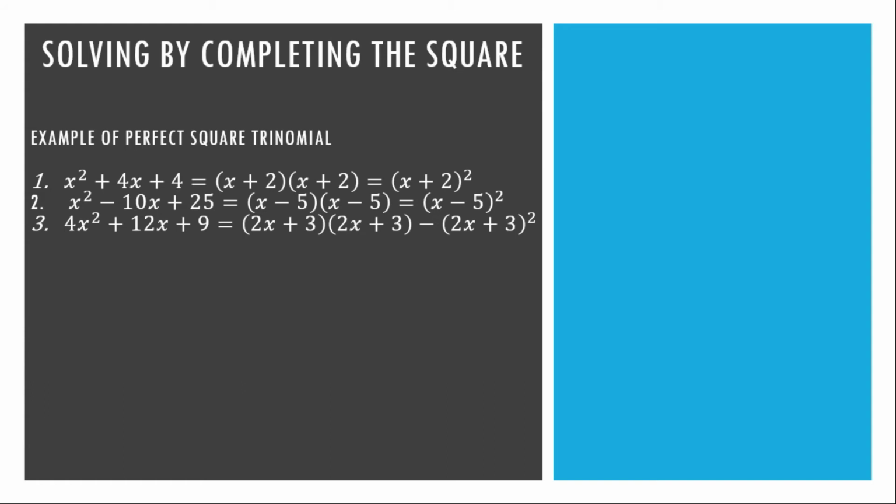Kasi, yung mga factor niya, kaya naging perfect square trinomial yan, yung dalawang factor niya is identical or pareho into each other. Sa x squared plus 4x plus 4, it has a factor of x plus 2 and x plus 2. Sa x squared minus 10x plus 25 naman, meron siyang x minus 5. Si 4x squared plus 12x plus 9, meron naman siyang 2x plus 3. Yan. Itong tinatawag natin dyan is the identical binomial factors.